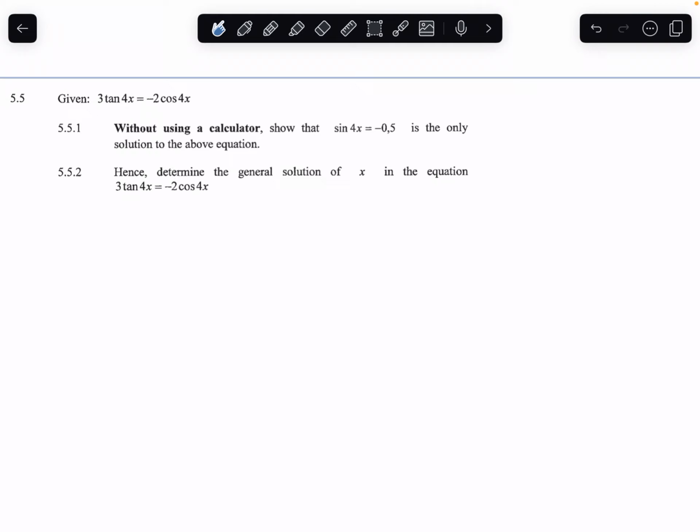We are rambling today about the department's May 2023 paper 2 question 5.5, a trig equation question. We are given 3 times tan of 4x is equal to negative 2 cos of 4x, and you're asked to show without using a calculator that sine of 4x is equal to negative a half as being the only solution to the above equation.